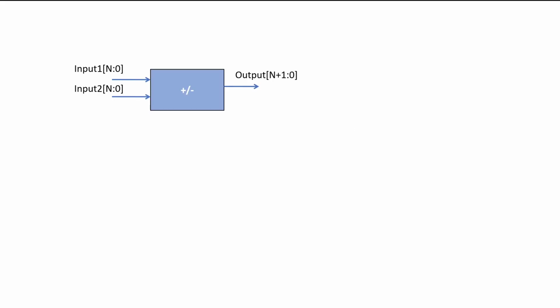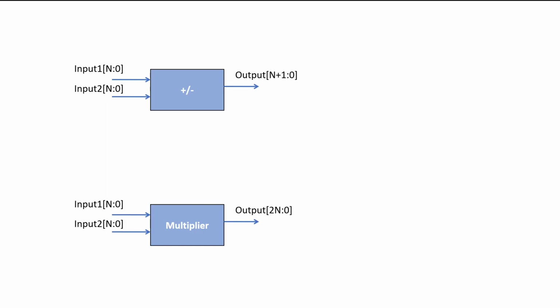An adder adds two numbers. Those numbers can be n down to 0. Output typically has one extra bit. Similarly, a multiplier can multiply two numbers. The output width is generally double as compared to the input. In Verilog, we use plus for addition, minus for subtraction, star for multiplication.